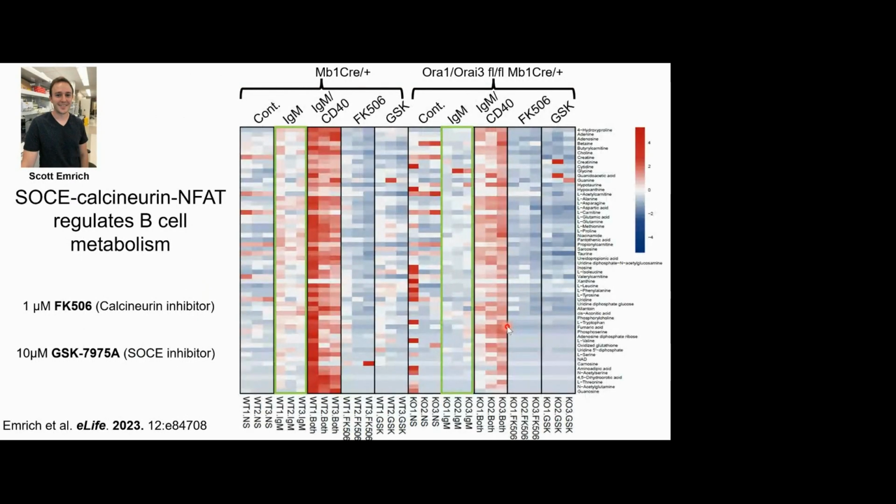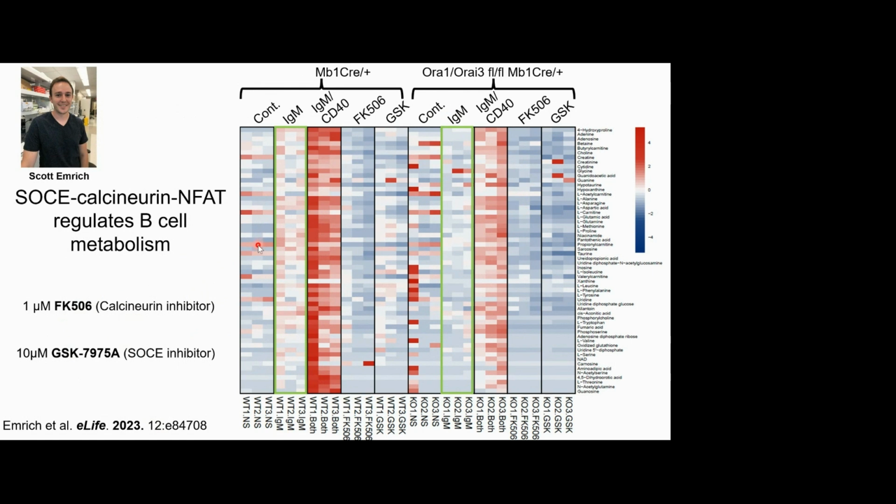This is a complicated slide, but this is just looking at metabolites: nucleotides, amino acids, small molecules, precursors, and things like that. The controls are here, and the double knockouts are here. You just compare this green square to this green square, that's stimulation with IgM. The red is stimulation with IgM plus CD40. You can clearly see here that it's not as robust as in this case. And for the controls, we're using FK506 as a calcineurin inhibitor and GSK as a SOC inhibitor. So clearly there is a metabolic effect.